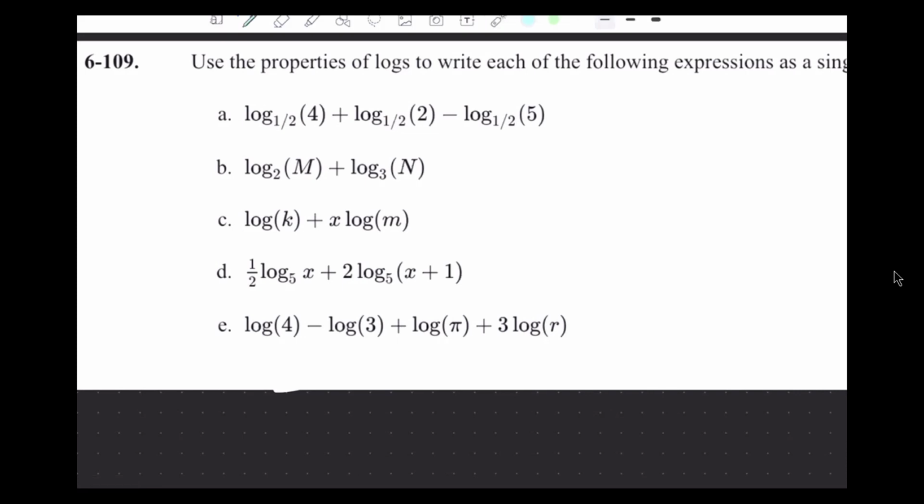Just like in English, when we read from left to right, when it comes to math, we do the same thing. We start at the left and move over to the right. So for A, the first thing we come across is that plus sign. So we know that's going to be the product property. So you're going to multiply 4 and 2 together, right? And then your minus is your quotient property, so then you're going to divide by 5, right?